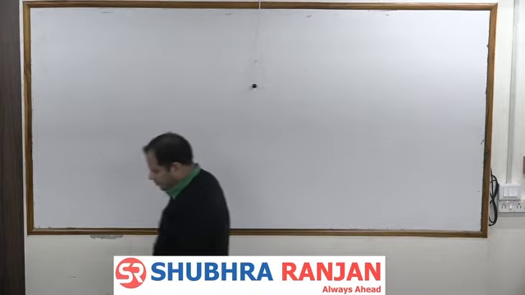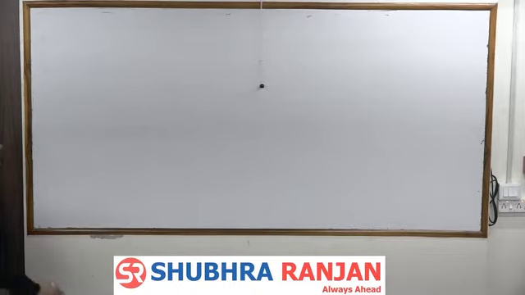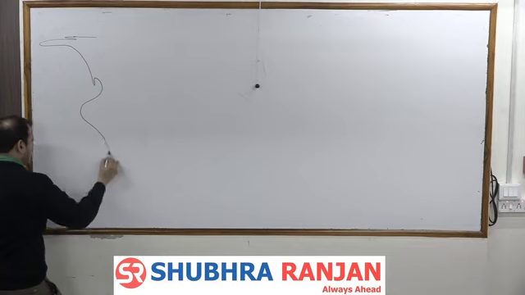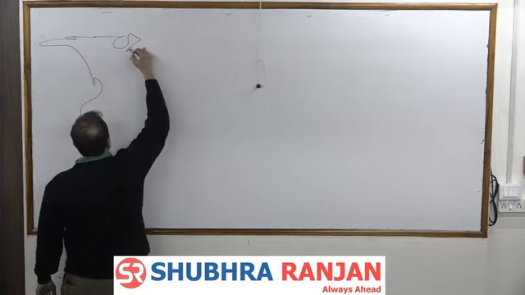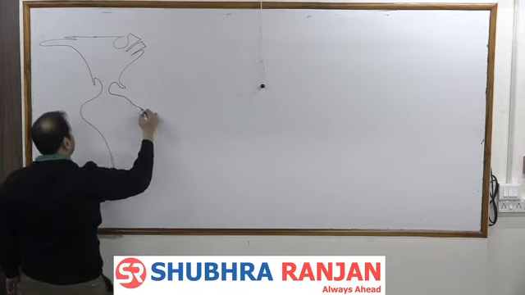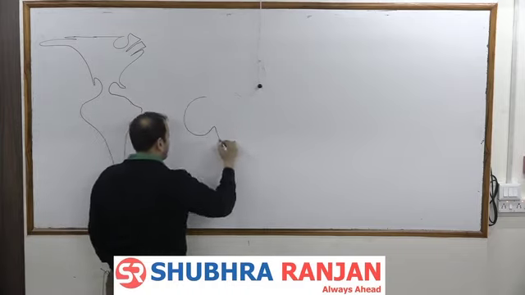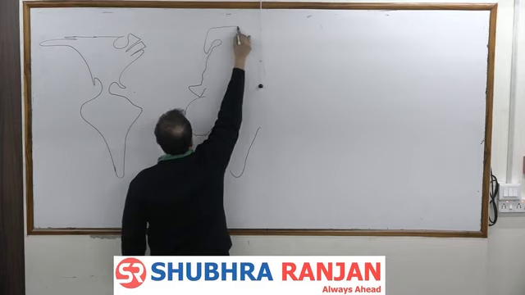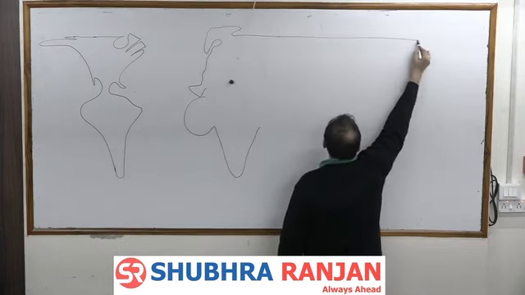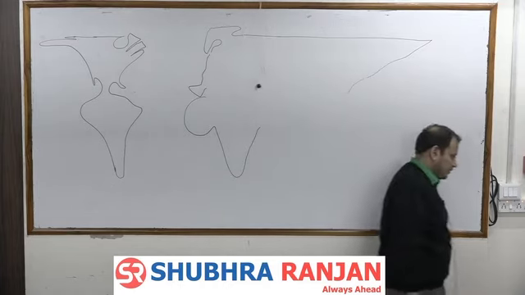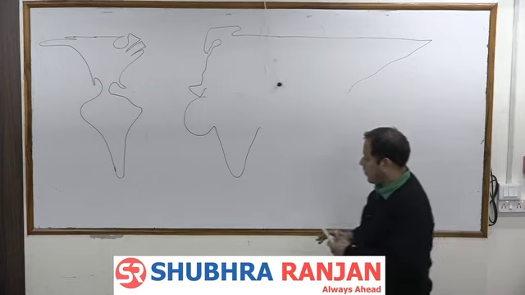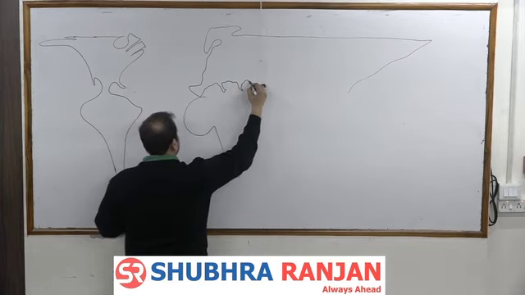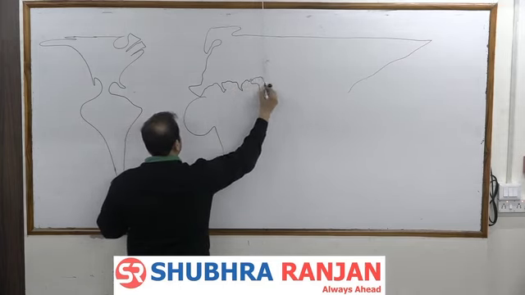Polar easterlies. Extremely cold winds which originate from the polar high pressure belt are known as polar easterlies. Polar easterlies are extremely strong.